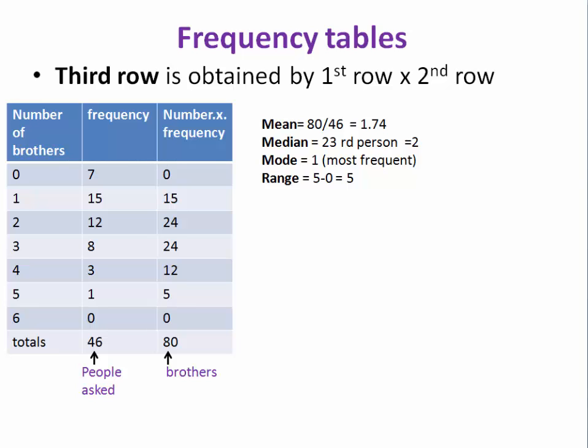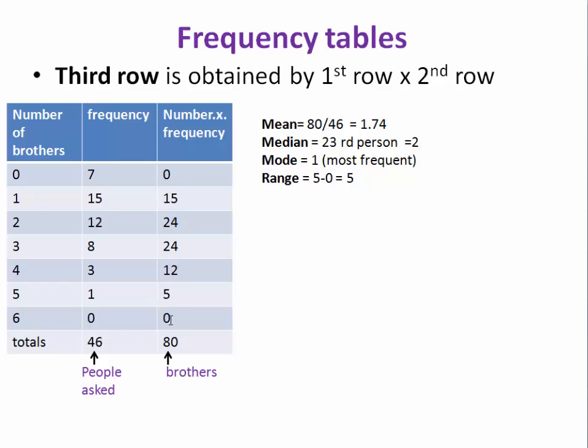Frequency tables, we're often given these in an exam. A frequency table, here we're going to do number of brothers. So we have 0, 1, 2, 3, 4, 5, 6 brothers, and number of people that have that many brothers. So 7 people have no brothers, 15 people have 1 brother, 12 people have 2 brothers. And then this third row is the frequency times the number of brothers.